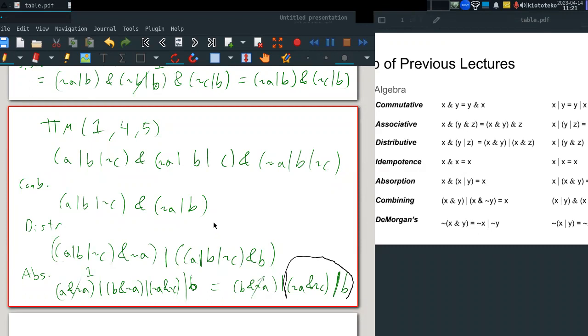I guess, does it make sense to everyone? Any step that you didn't get? It's just a matter of applying each of the properties and getting to something. Any question?